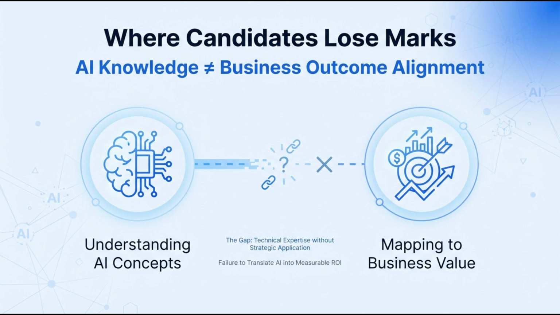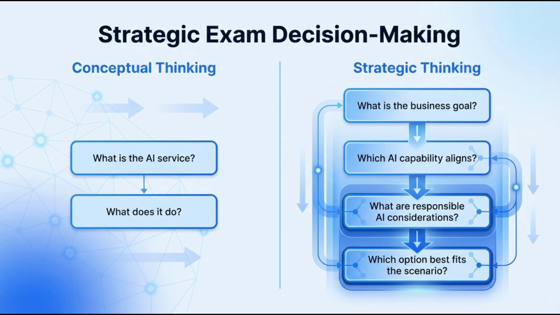Most candidates lose marks in AI workload identification and business value mapping because they misunderstand how to align AI solutions with real business outcomes. In this video, I'll walk you through carefully selected exam-style questions and show you exactly how to approach them strategically, not just conceptually, but from an exam decision-making perspective.